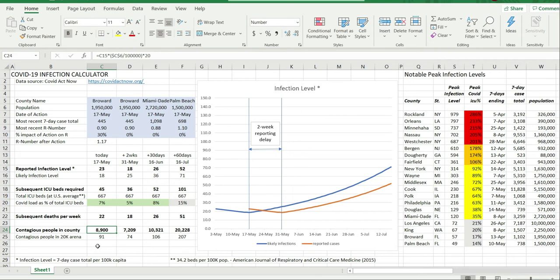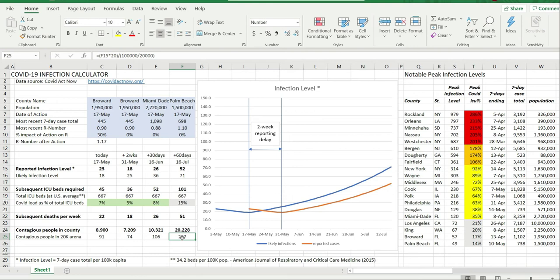To make it have some meaning, I always like to think of an NBA arena with 20,000 seats. So if you were sitting in an arena with a random selection of Broward County people of 20,000 seats, you would be seeing 91 people in that arena that are contagious right then. And of course, going up, by the time you get out to here, you have 20,000 total, which would be 200 people, 207 people in the arena. So that relates to your likelihood of getting infected.